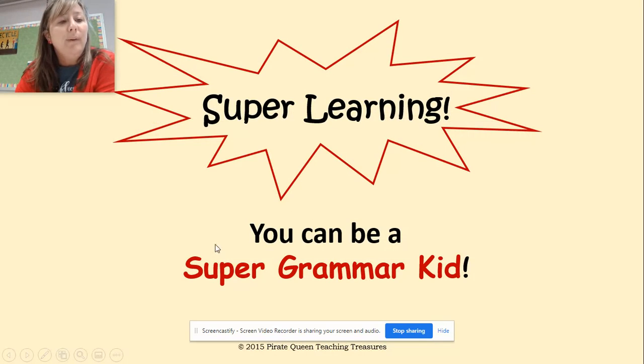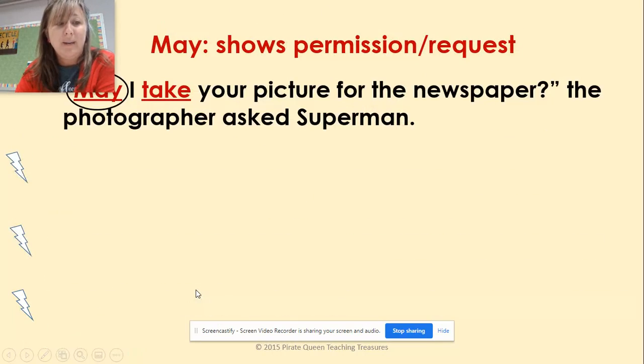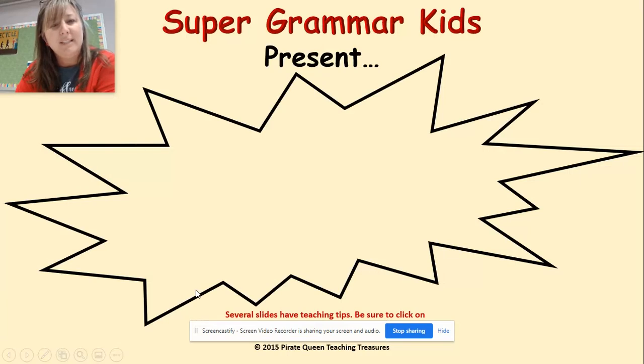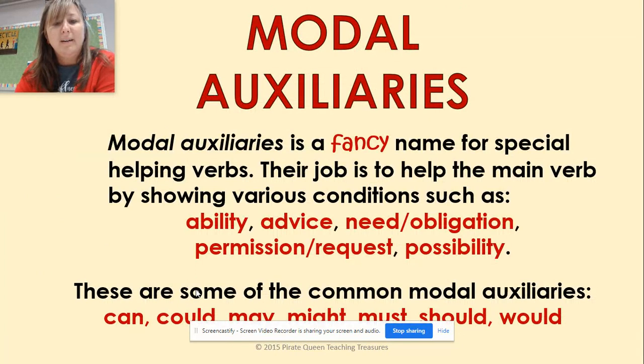So I have gone over what modal auxiliaries are. They are helping verbs that help the main verbs in sentences. We went over some examples, the main ones that we use in 4th grade, the main ones that we focus on. Remember, can, could, may, might, must, should, and would. And remember, they're showing various conditions such as ability, advice, need or an obligation, permission, request, and possibility.